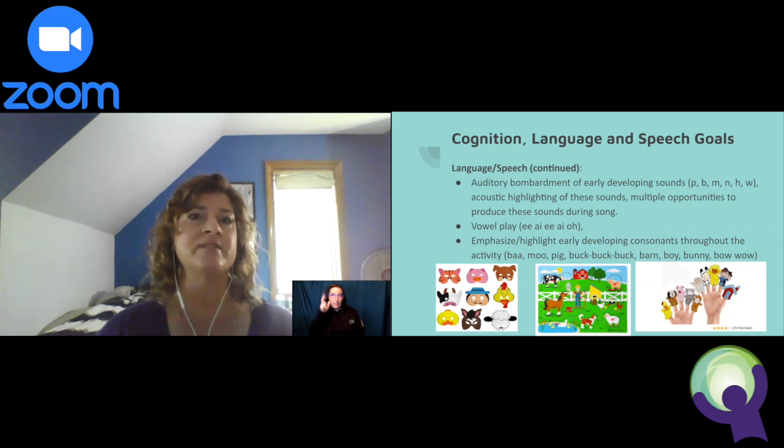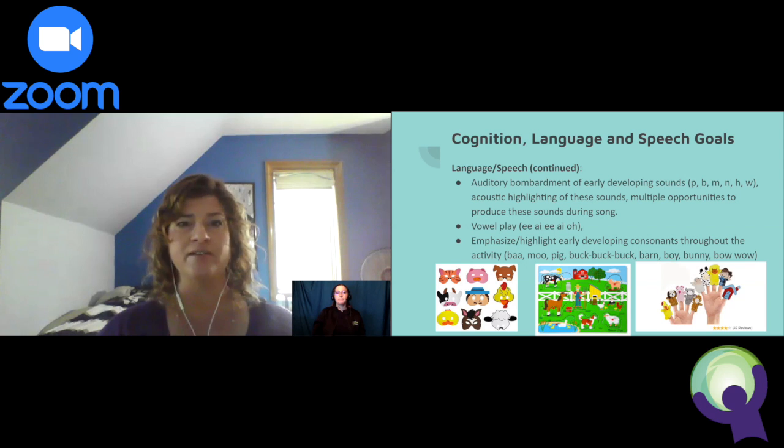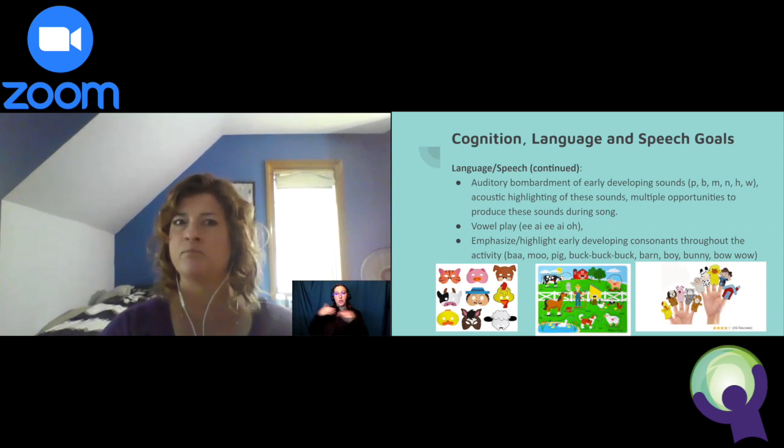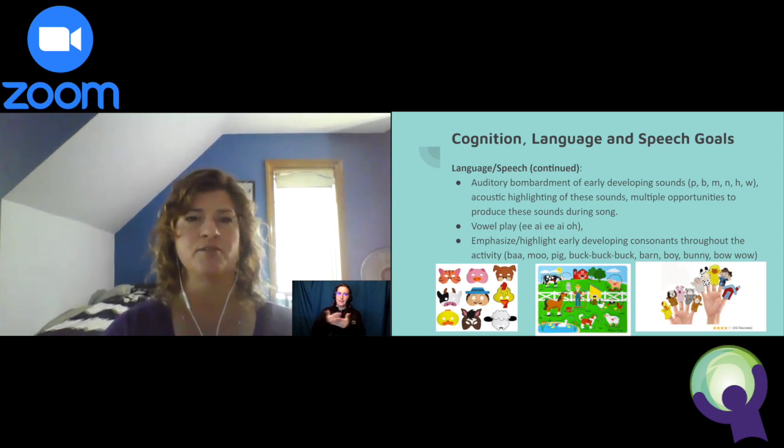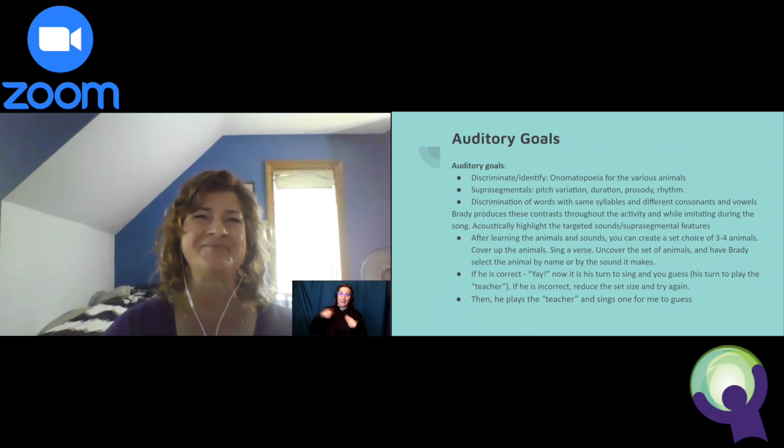We're going to be doing some vowel play with some of the vowels. Obviously, when we're singing E-I-E-I-O, he's going to be able to practice making those vowel contrasts. And we're just going to emphasize or highlight the early developing sounds. So I have some photos of some other toys that you could bring into your activity just to make it fun on a different lesson day. There's so many things on that topic that I'm sure you can give me some ideas.